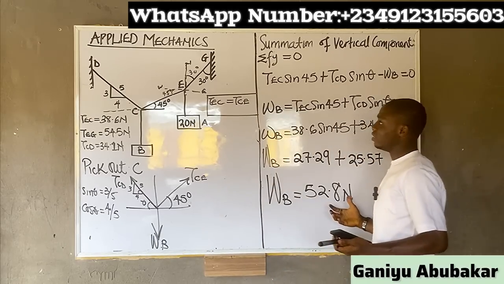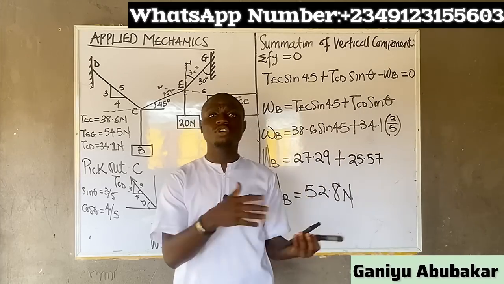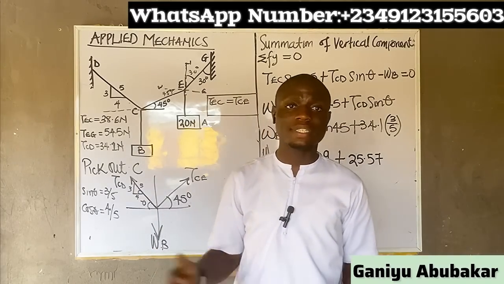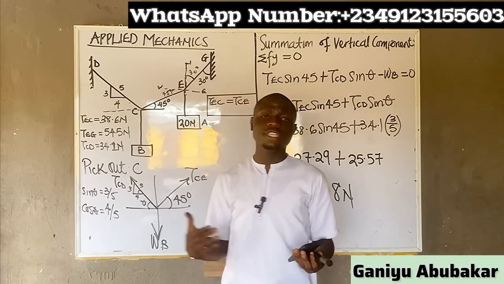This is how you get the tension of each cord and also the weight at B. This is how you solve this particular problem.